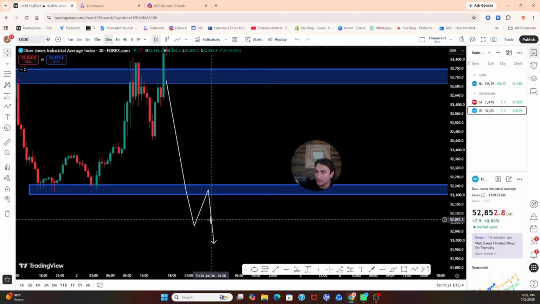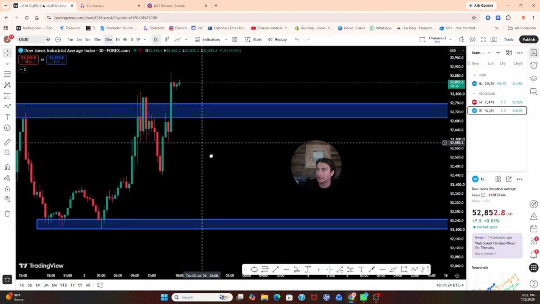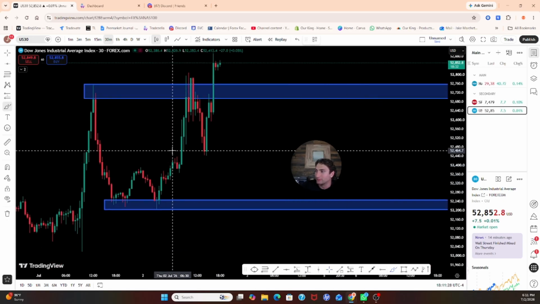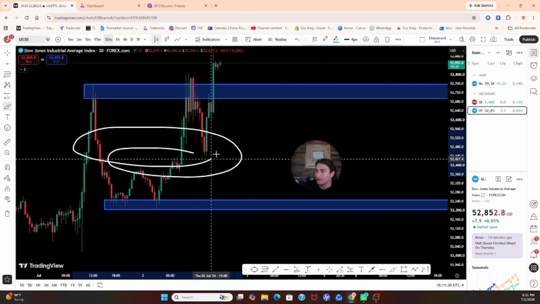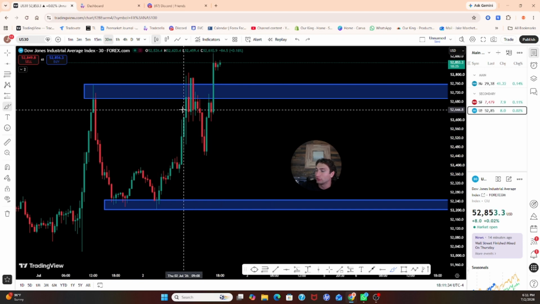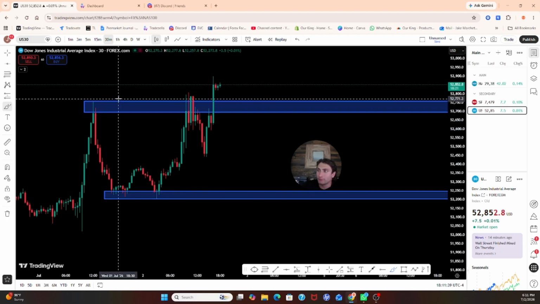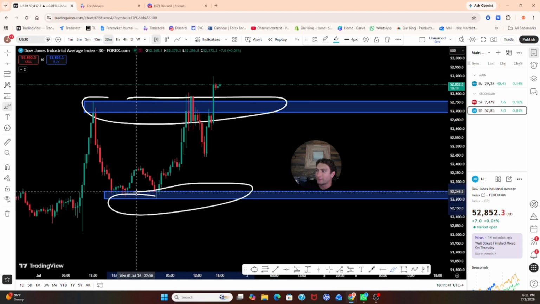Now, there's a couple key things I want you guys to understand about the strategy that I am trading here. Number one, I am not just entering trades at random times. So anytime price is just in the middle right here, I'm not touching the buy or sell button. I am not entering trades. In order for me to enter a trade, price must be in a higher time frame blue box.